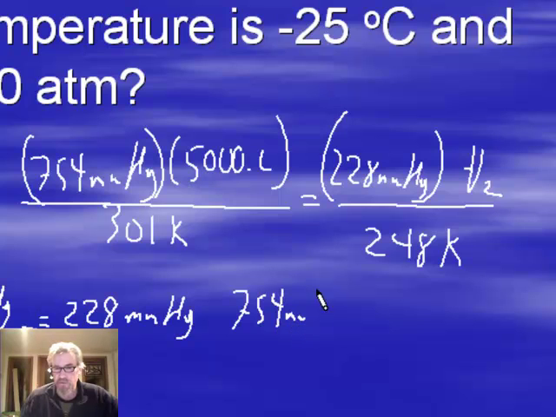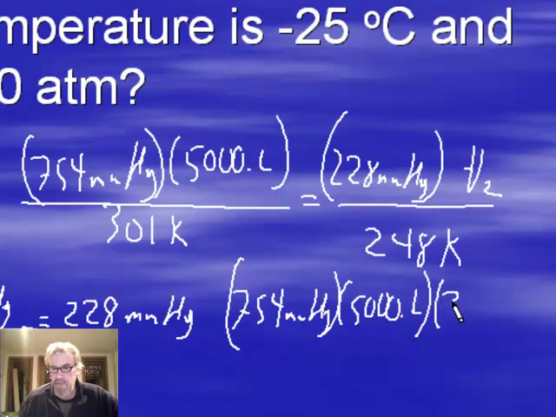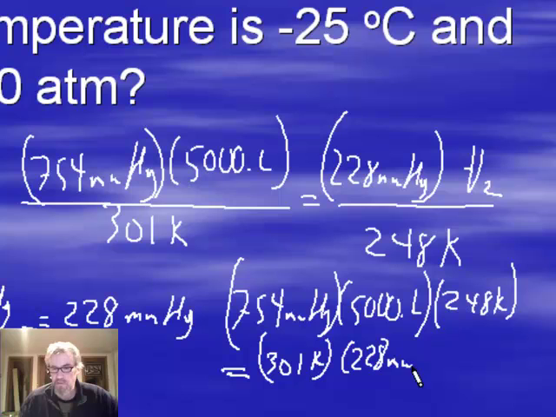754 millimeters of mercury times 5,000 liters times 248 kelvins will be equal to 301 kelvins times 228 millimeters of mercury times V2. So to solve for V2, I'm just going to divide both sides by the product of 301 kelvins and 228 millimeters of mercury. Look what will happen to the units. Kelvins will drop out, pressure units will drop out, millimeters of mercury, and V2 will come out in liters.